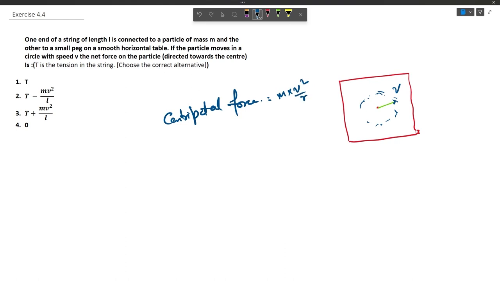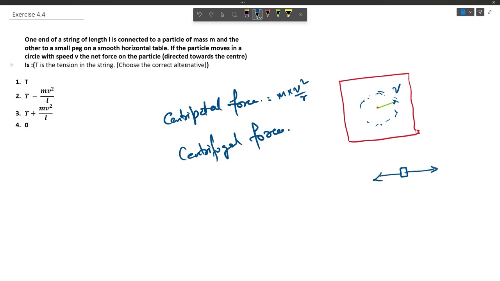And there is also a force known as centrifugal force, which is a pseudo force acting away from the center. Now these two forces on the particle balance each other so that the particle remains in circular motion.